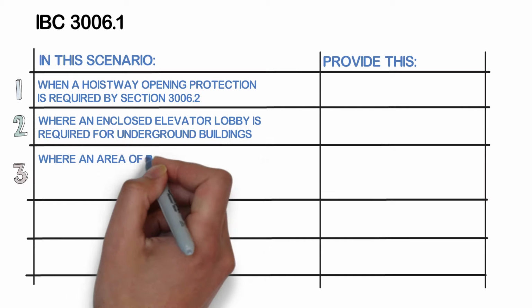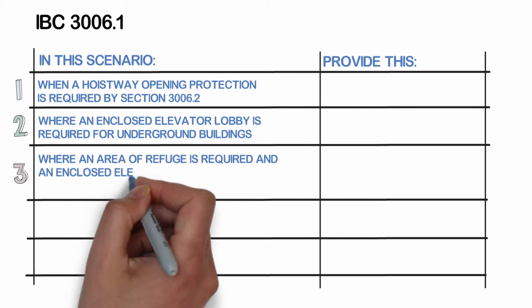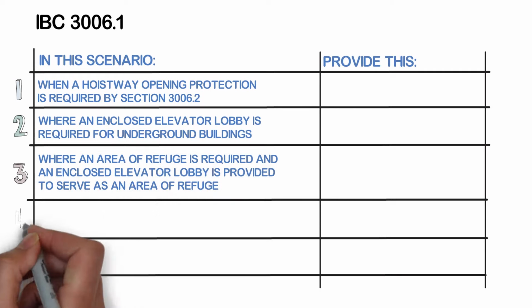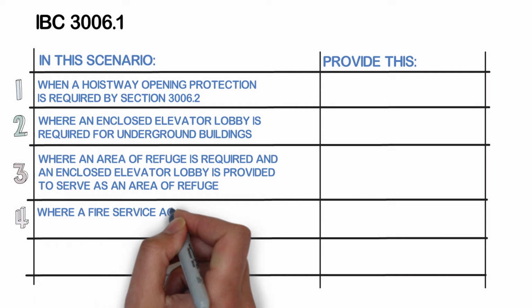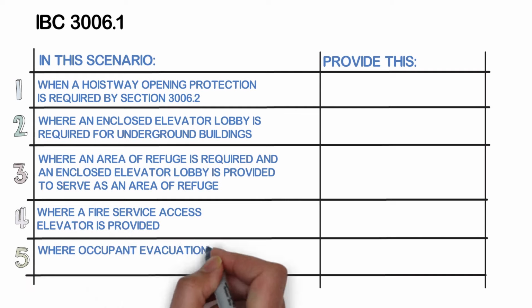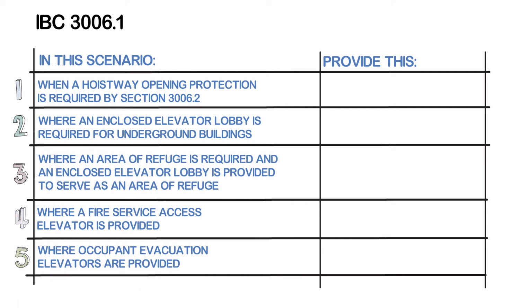Third, where an area of refuge is required and an enclosed elevator lobby is provided to serve as an area of refuge. Fourth, where a fire service access elevator is provided. And finally, fifth, where occupant evacuation elevators are provided. Let's start by addressing item number one.